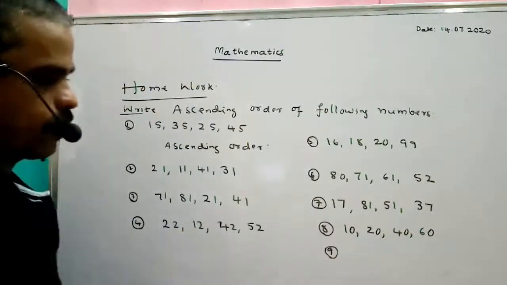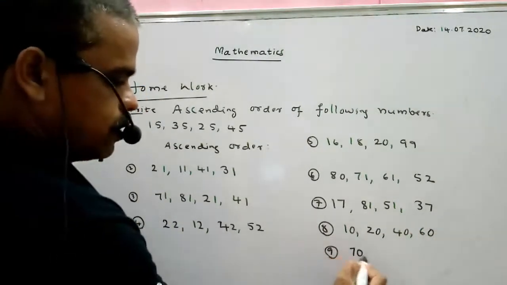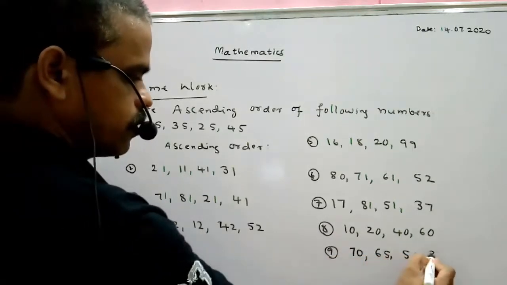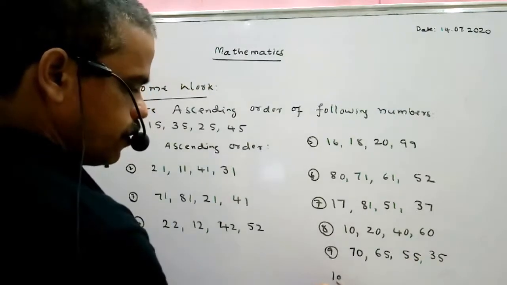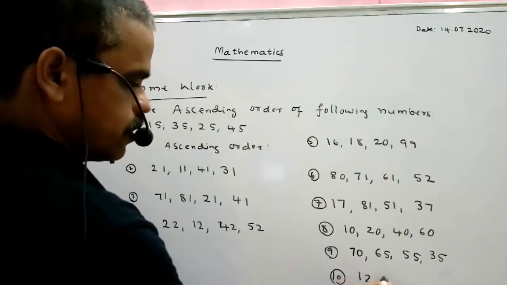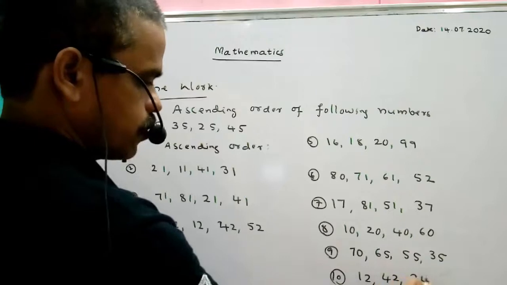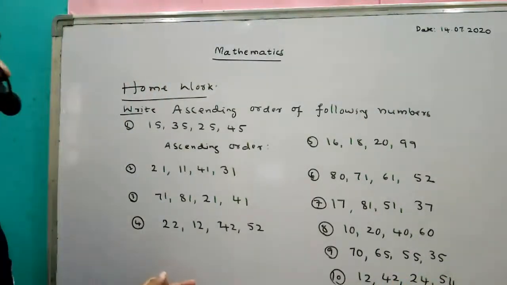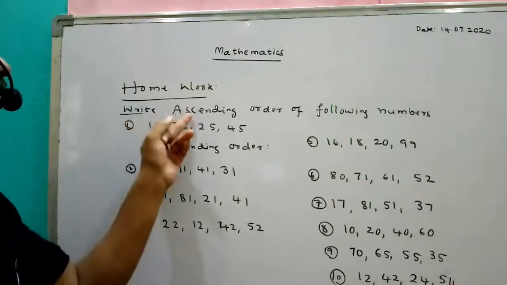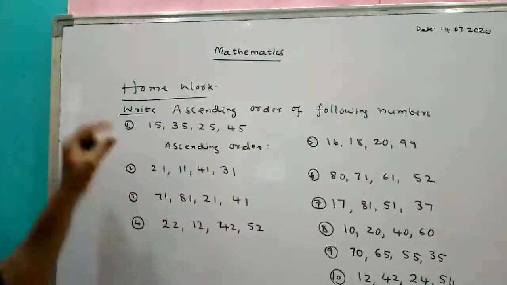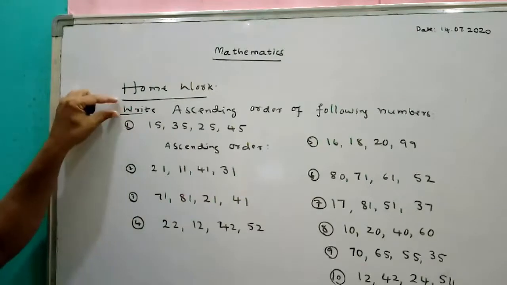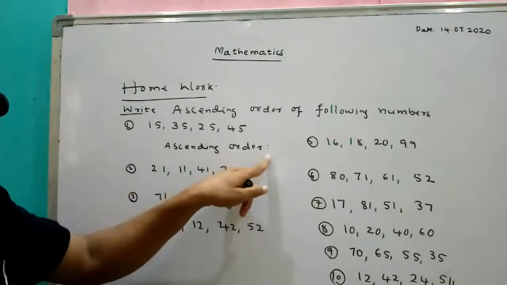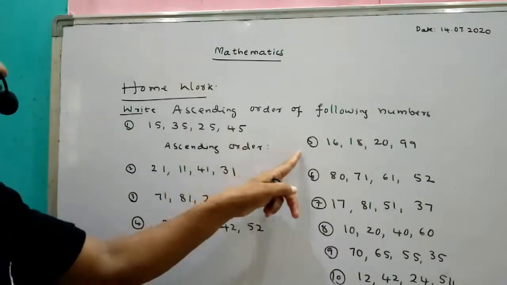9th, 70, 65, 55, 35. Last one, 12, 42, 24, 54. So I gave 10 problems for you. Write ascending order of following numbers. While writing, write this with red pen. Ascending order also red pen. Then write from smallest to biggest.